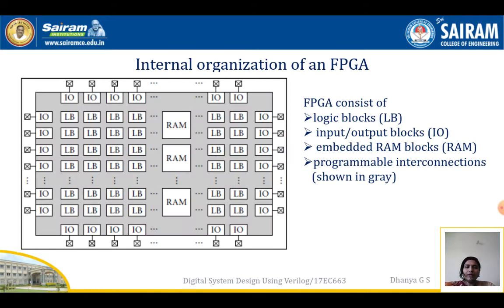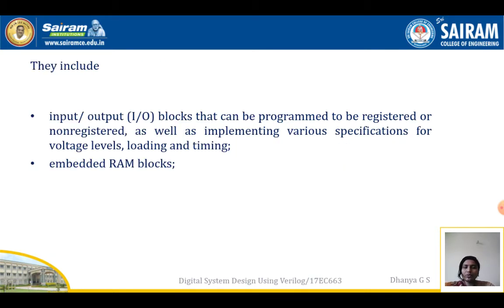So this is the internal organization of an FPGA. You can see over here it consists of so many things, like LB. LB is nothing but logic block. Next is IO, which is nothing but input output blocks, and then you can see the embedded RAM, and all those things are set in a gray color background, which is nothing but programmable interconnections. I'll just tell you all those things once again.